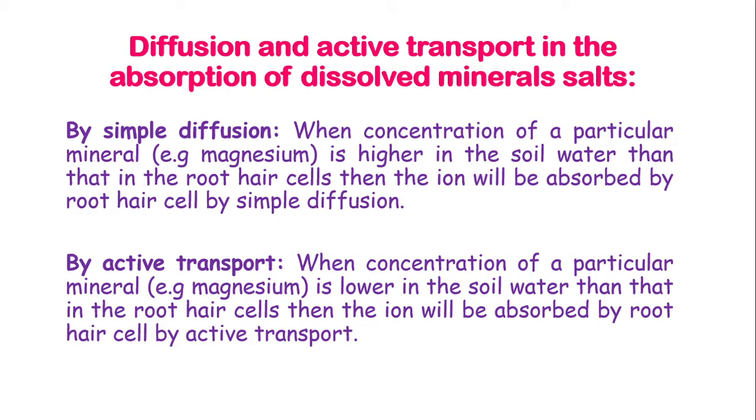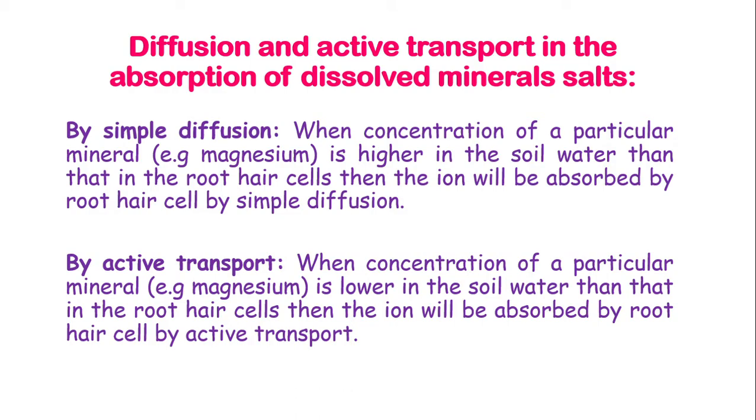When the concentration of a particular mineral salt is higher in soil compared to in root hair cells, the movement of ions will occur from higher concentration in soil to lower concentration in the plant cell, that means in the root hair cell, and this process is simple diffusion. So the plant will absorb mineral salt by simple diffusion when the concentration of that mineral is higher in soil and lower inside the root hair cell.